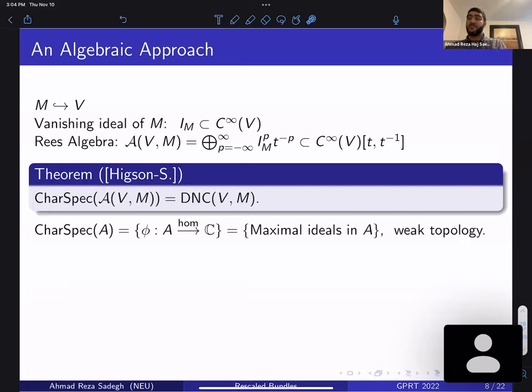It has a natural weak topology coming from pointwise convergence. And this topology gives you a diffeomorphism with the already known smooth structure. So in a sense, this weak topology over the character spectrum gives you the smooth structure over the DNC. That's an alternative way to obtain the smooth structure.